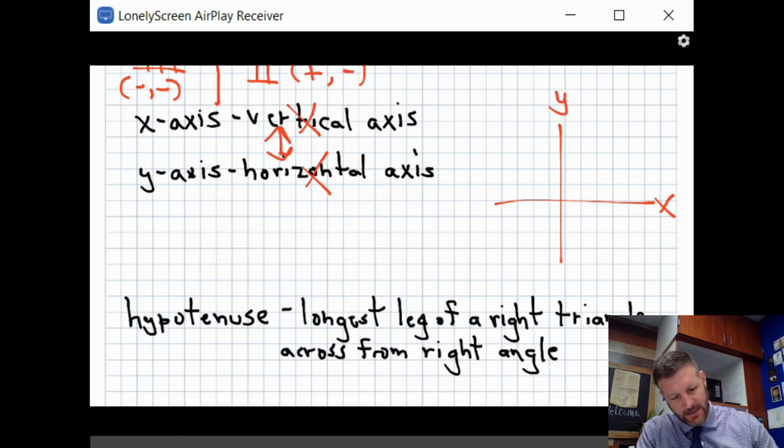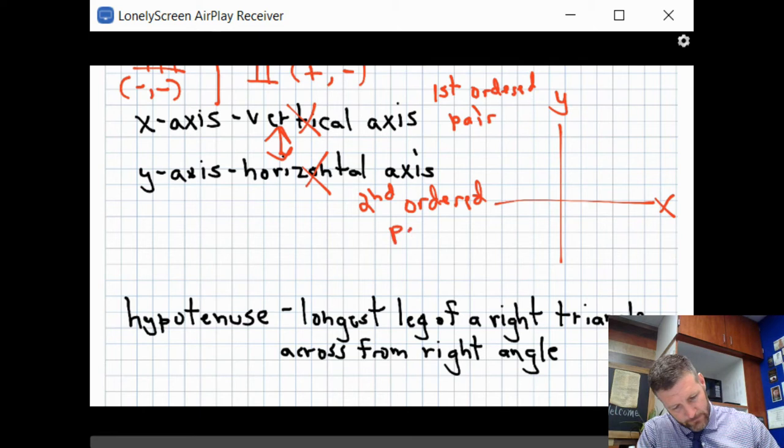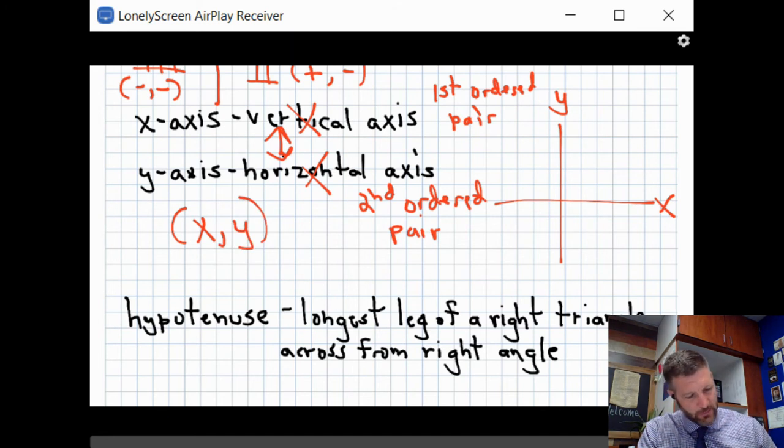The x-axis is the first ordered pair, or coordinate, as it's known. And then the y-axis is the second ordered pair or coordinate. So that you get, again, as we already saw, x comma y. The x tells you which way to move horizontally. The y tells you which way to move vertically.